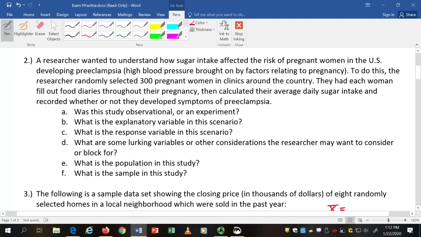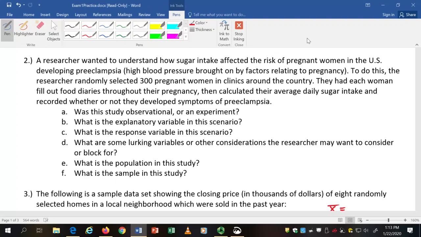What does it appear the explanatory variable here is? Yeah, it's the sugar intake. So the explanatory variable would be their average daily sugar intake, because that's apparently what they think is doing the explaining, or they're thinking it could be. And then what's the response? Yeah, it's just whether or not they developed preeclampsia.